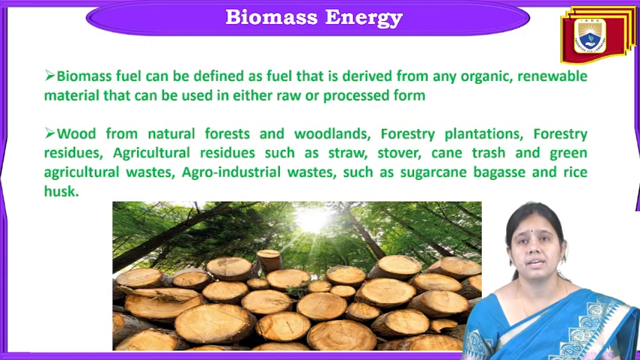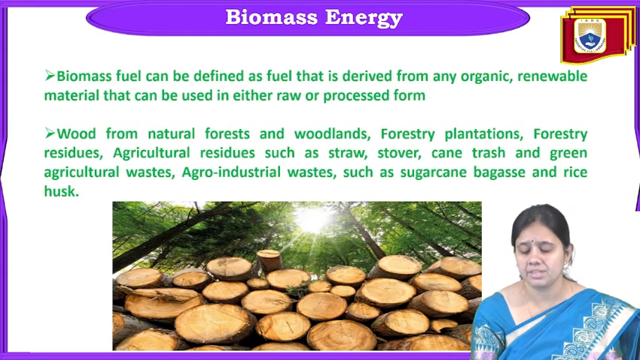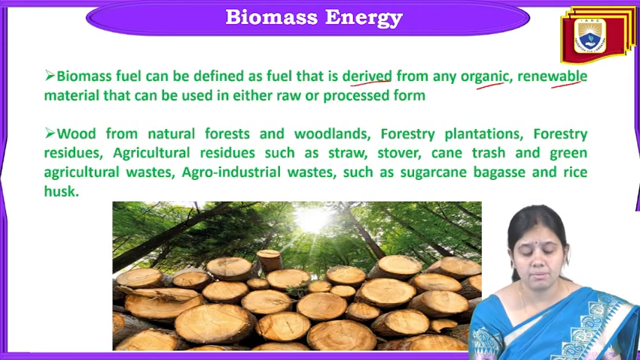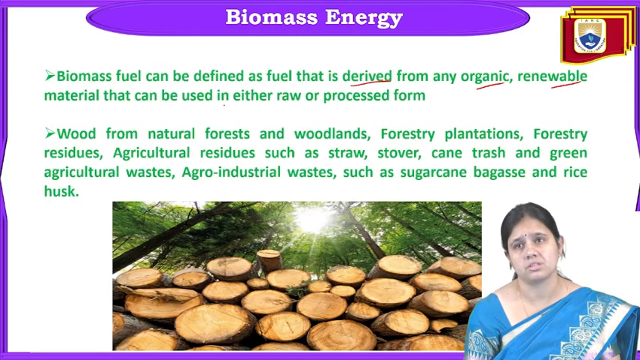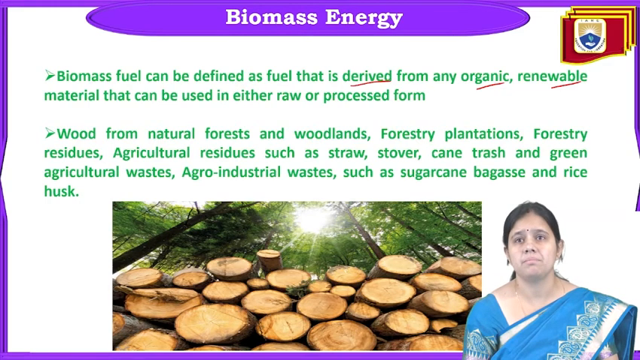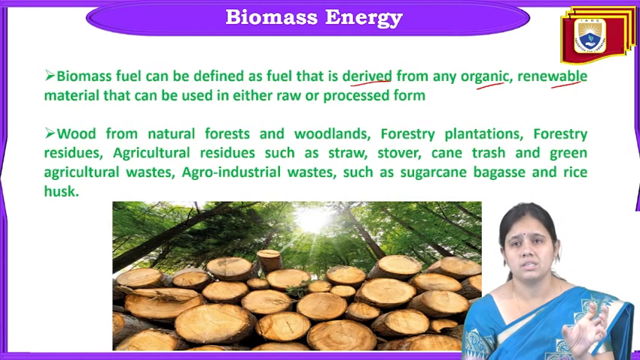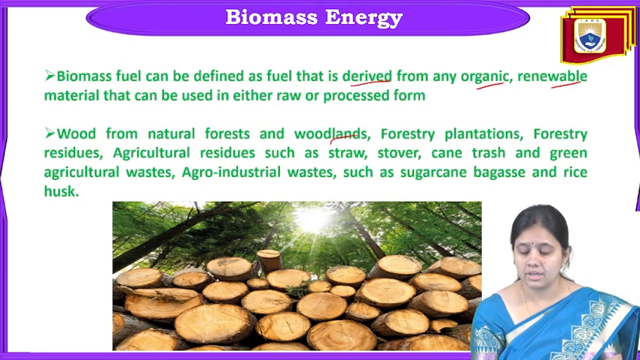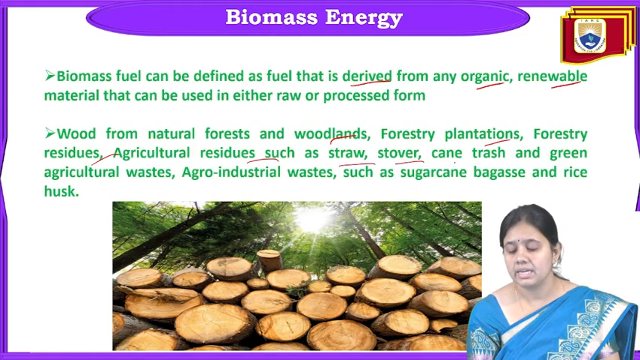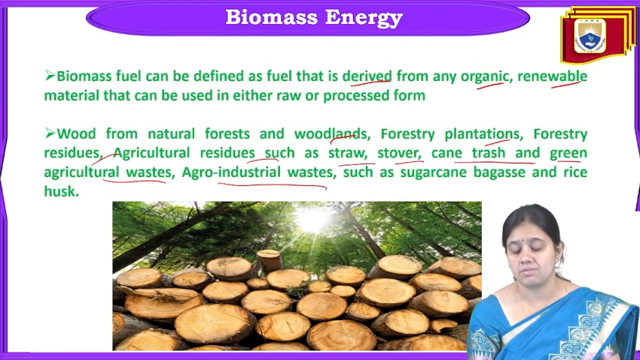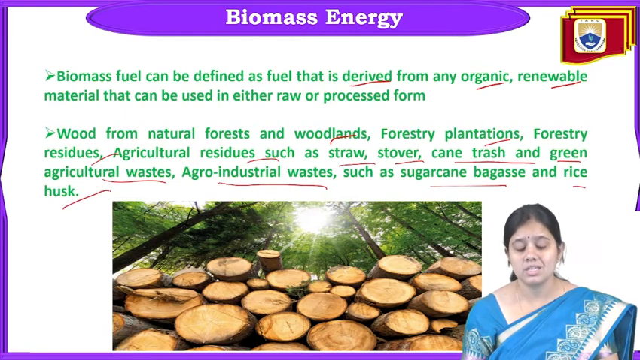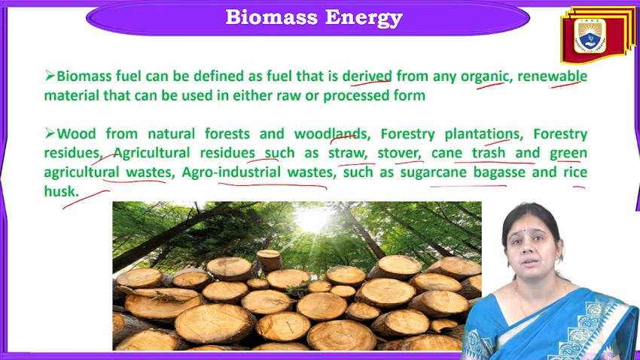Biomass is a fuel that can be defined as a fuel derived from any organic renewable material that can be used in either raw or processed form. So this is biomass fuel, from organic or renewable material. What is it? Wood from natural forest and woodland, forestry plantation, forestry residue, agriculture residue like straw, stubble, cane trash, green agriculture waste, and agro-industrial waste such as sugarcane bagasse and rice husk. All these are byproducts of agriculture, and they come under the category of biomass energy.